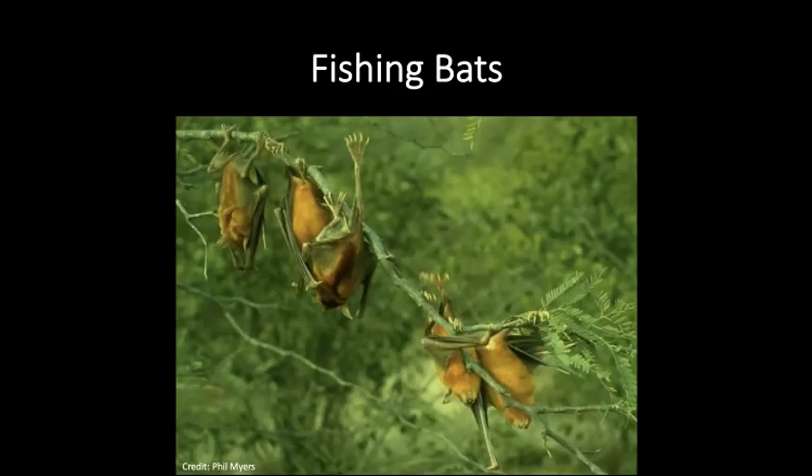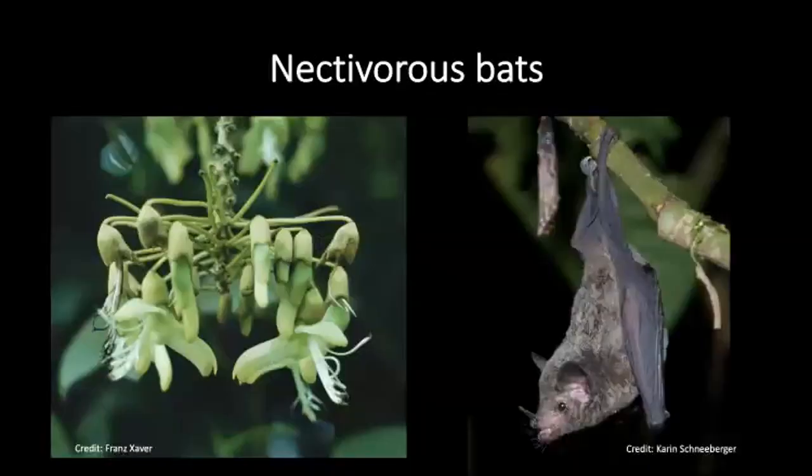But of course, not all bats eat meat and insects. Nectarivorous bats will also use echolocation to find flowers. A good example is on the left, this is something called a mucuna vine. And then on the right, this is a nectarivorous bat, a glossophaga. And they seem to have co-evolved to make it easier to find nectar.